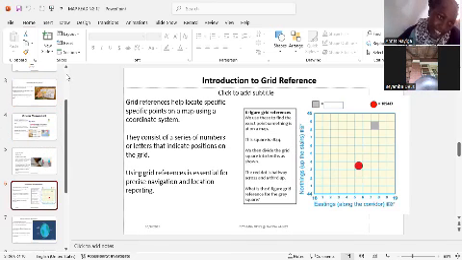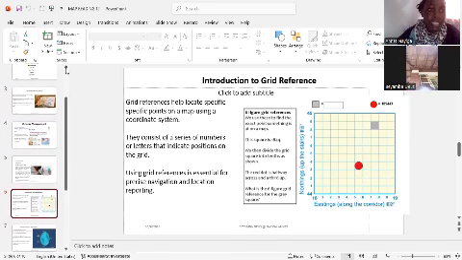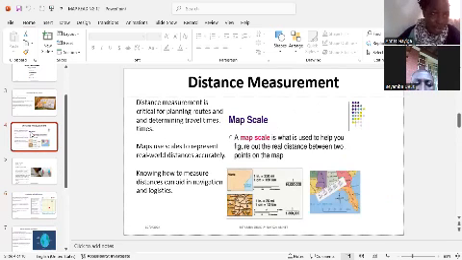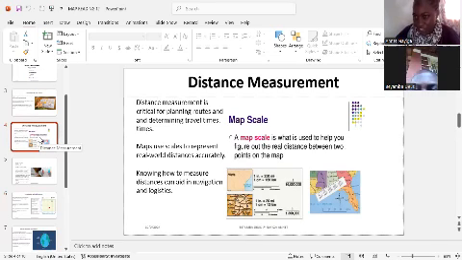So after understanding that, we are then going to look at the distance. When we talk about distance, what comes into your mind? What is distance according to you?